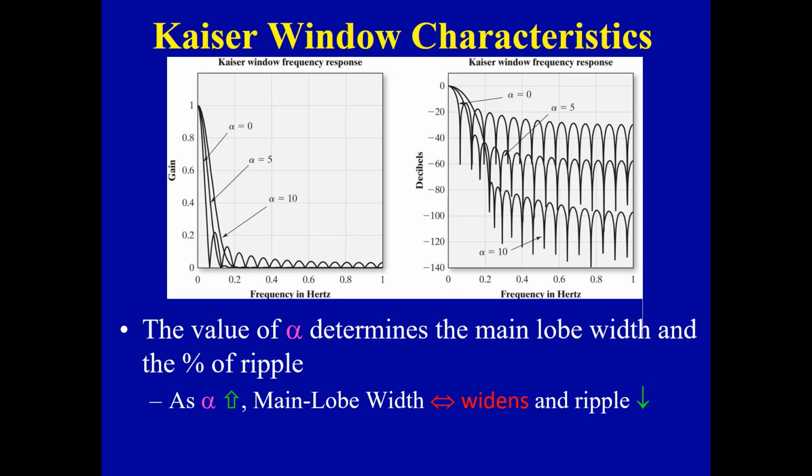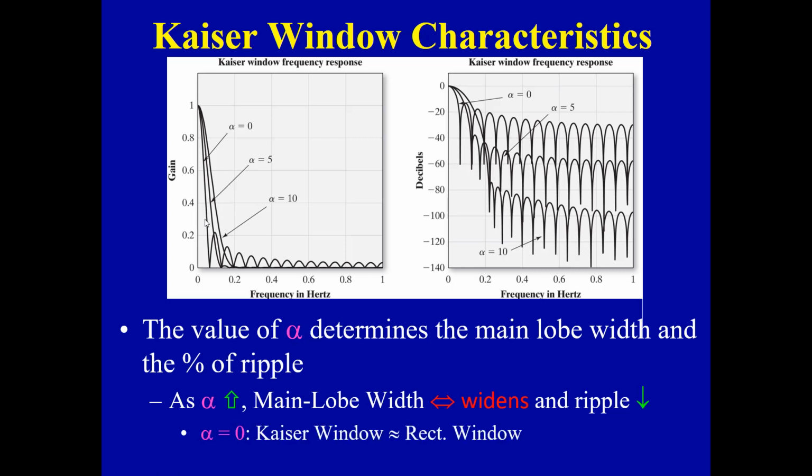So as alpha goes up from 0, 5 to 10, the main lobe width gets wider and wider and wider, but the side lobe height gets lower and lower and lower. So that's the trade-off. The higher alpha values give us lower side lobes, wider main lobes.